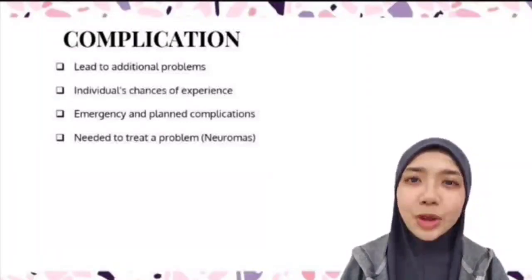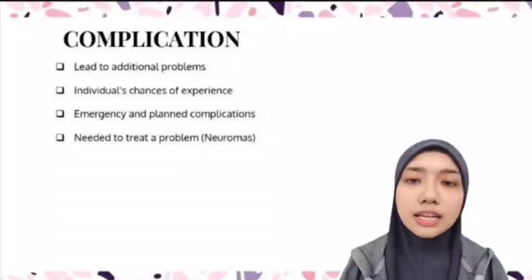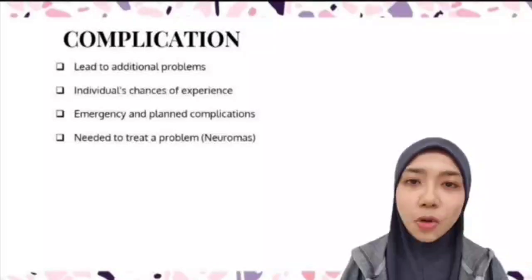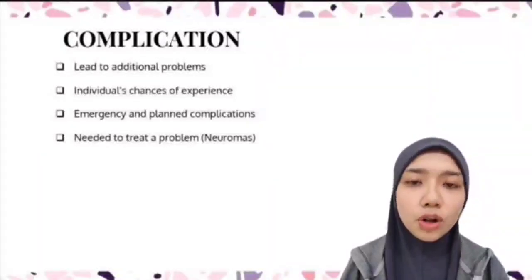I will present about complications of amputation. First, it can lead to additional problems such as infection and blood clots. Individuals' experiences of these complications change, including their age, general health, and the type of amputation they've had. Second, emergency and planned complications. Compared to emergency amputations, planned amputations are less likely to lead to serious complications. Third, a procedure may be needed to treat a problem such as neuromas, thick nerve tissue. It could be removed, for instance.